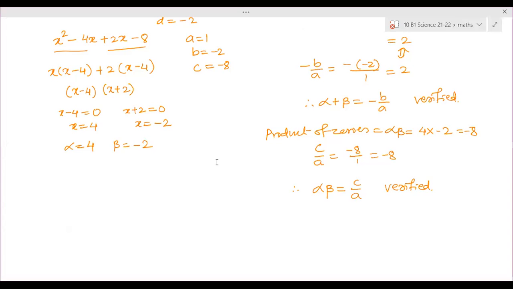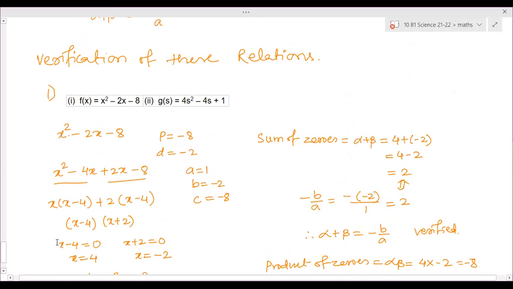Ma'am, here a is 4, b is minus 4, c is 1. So 1 by 2 plus 1 by 2 is 1. And minus b by a is minus of minus 4 by 4, so it is equal to 1 only. Yes, okay, ma'am, fine.